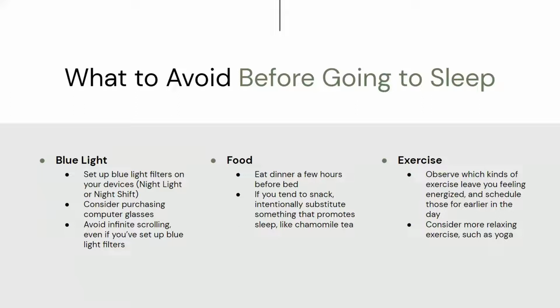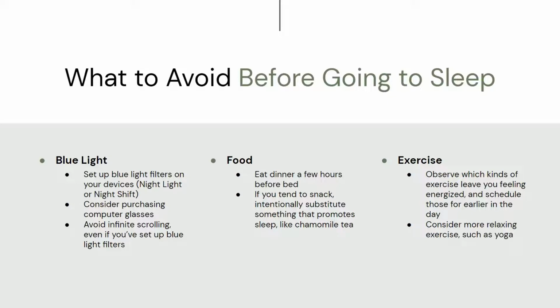If you tend to snack in the evening, try to proactively set up a different kind of nighttime snack. Something that promotes sleep, like chamomile tea, can be super helpful. Even something just like a glass of water, some flavored seltzer, something like that can be nice. But if you have that impulse, don't try to reject it. Instead, try to prepare for it.